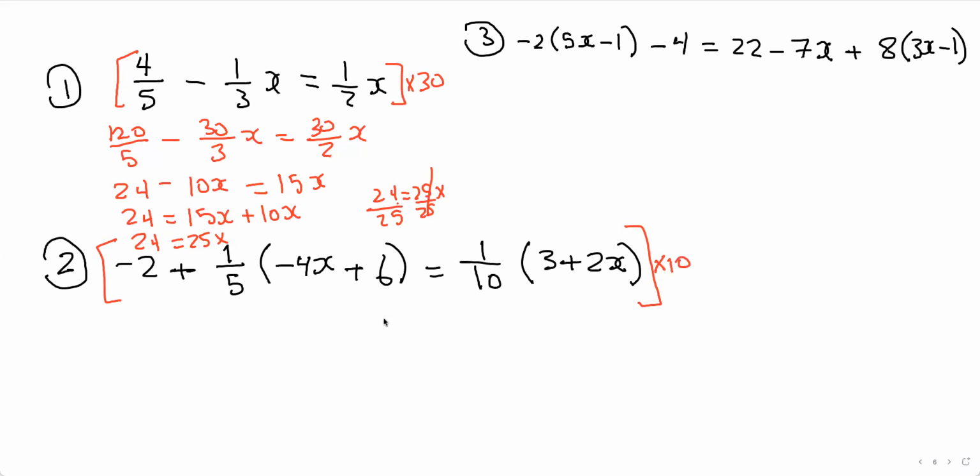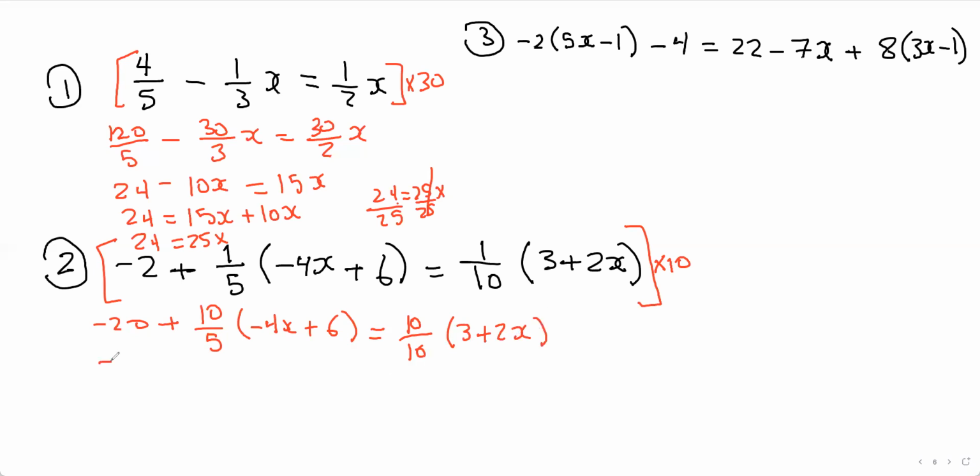Yeah. So 10 times -2 is -20. And 10 times 1/5, if you're okay to write 10 over 5, you just multiply the whole number to the top of the fraction if you want to go slow. And leave the -4x plus 6 alone equals 10 times 1/10. You just get 10 over 10. And you leave the 3 plus 2x alone for now.